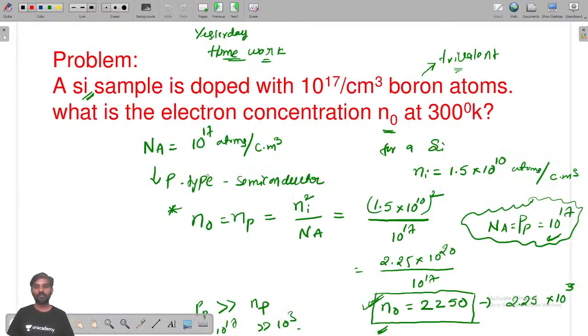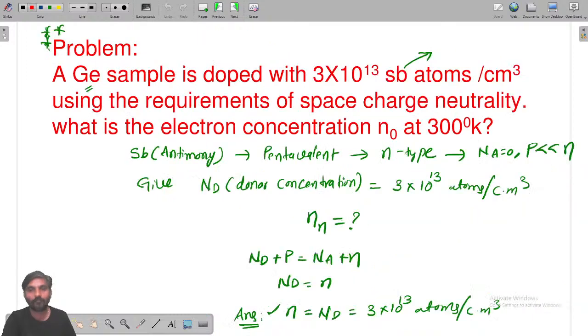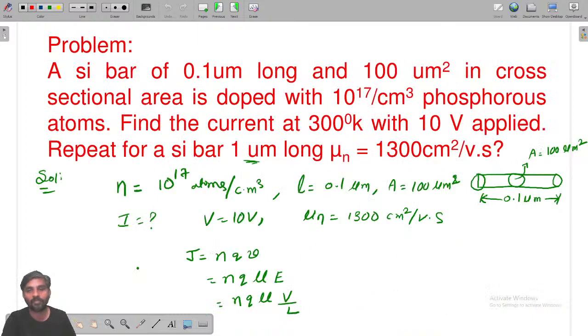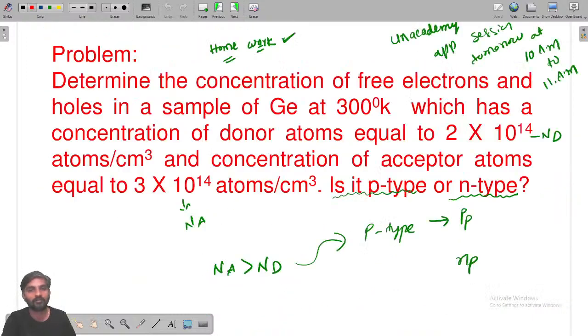So I think we have solved this problem. Two or three problems we have solved. I think I asked you to do this homework: determine the concentration of free electrons and holes in a sample of germanium at 300 kelvin. I don't know how many of you did the homework problem, and I asked you to comment in the comment box.